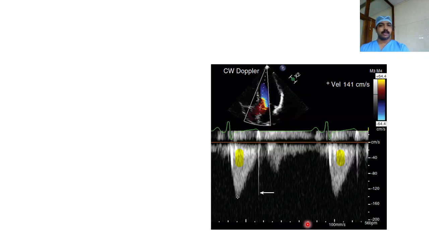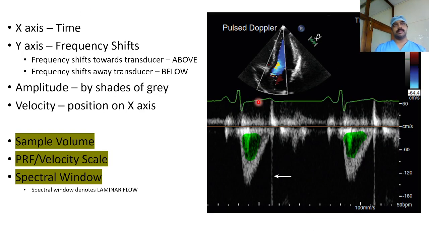So how do we represent the received pulse Doppler signal on a graph? That is called a spectral Doppler.